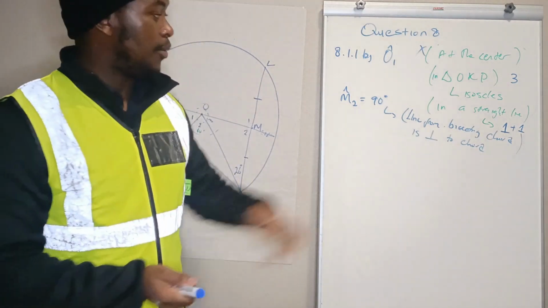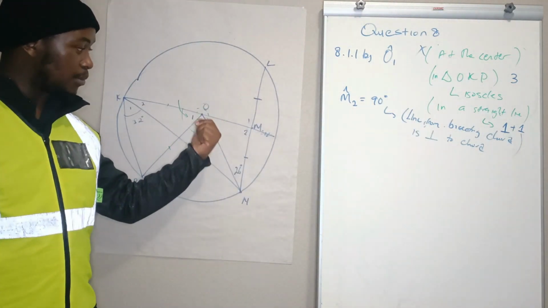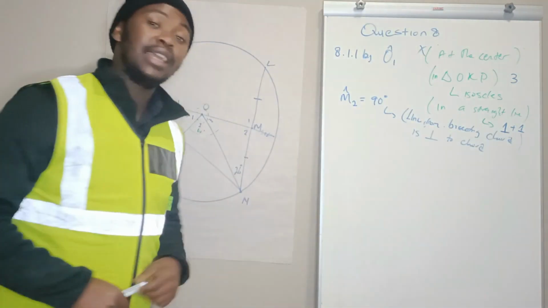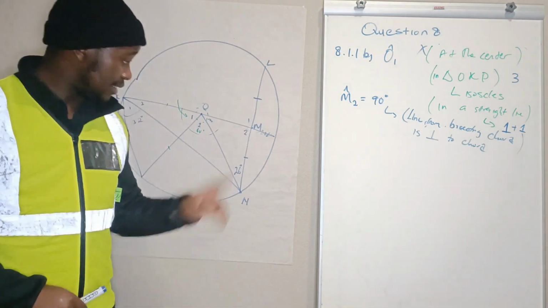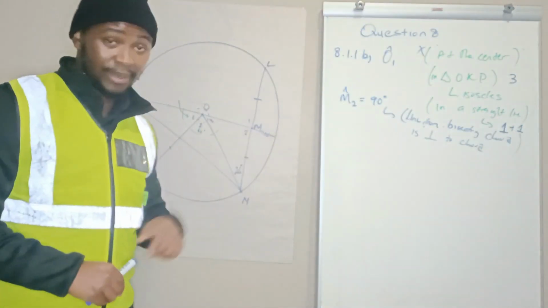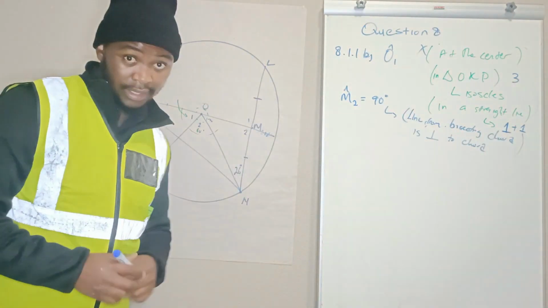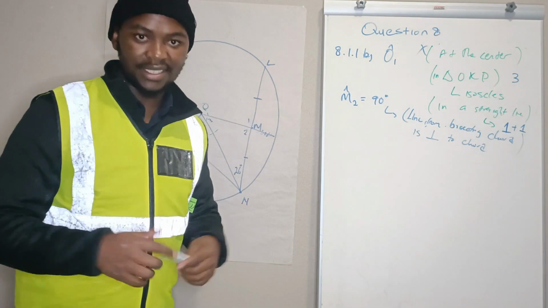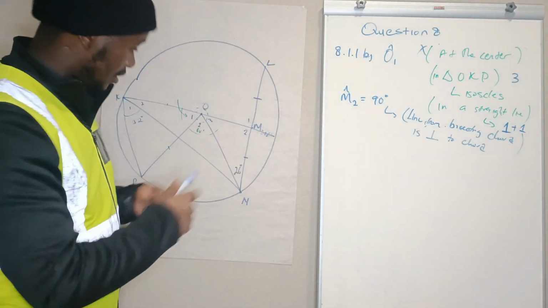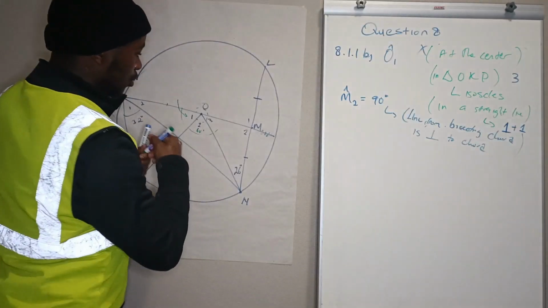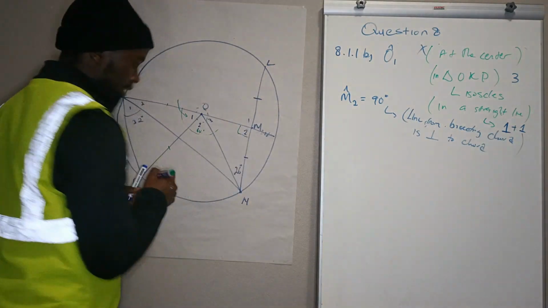Hope you'll see that. What I'm saying here is that if a line comes from the center and bisects a chord, it will always be perpendicular to that chord. Same applies: if a line from the center is perpendicular to that chord, it will mean that chord is being bisected. That's the theorem. So we already found M2. This is good stuff. We can note that M2 is now 90 degrees.